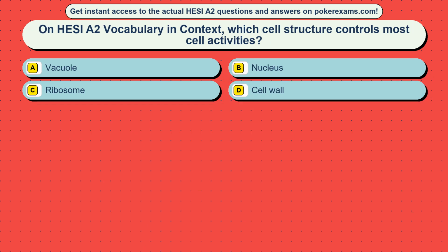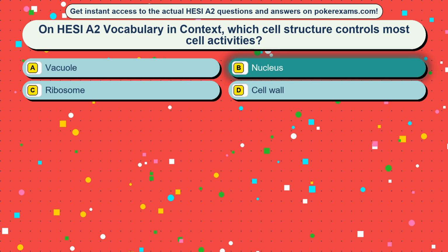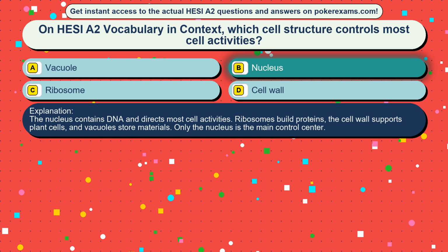Question 4. On HESI A2 Vocabulary in context, which cell structure controls most cell activities? Option A, vacuole. Option B, nucleus. Option C, ribosome. Option D, cell wall. The correct answer is option B, nucleus. The nucleus contains DNA and directs most cell activities. Ribosomes build proteins, the cell wall supports plant cells, and vacuoles store materials. Only the nucleus is the main control center.